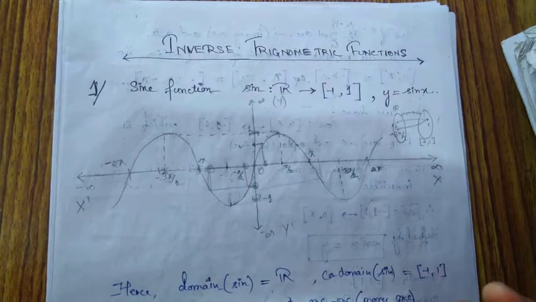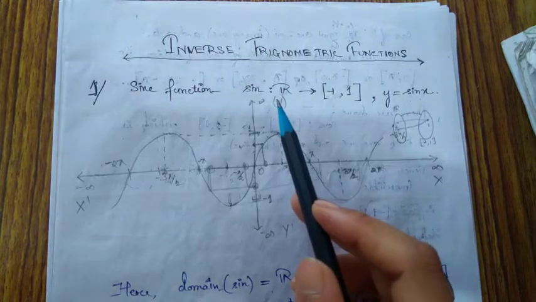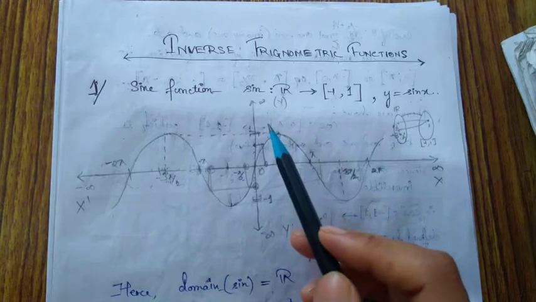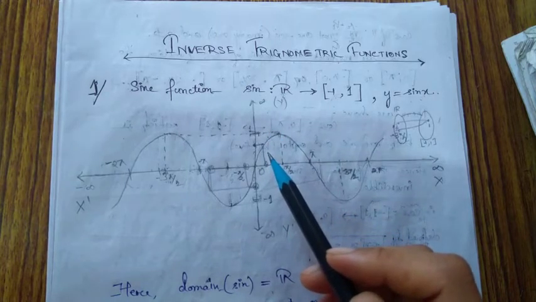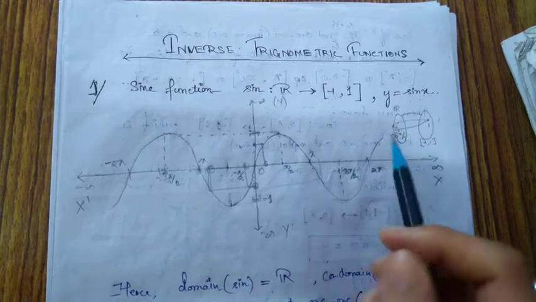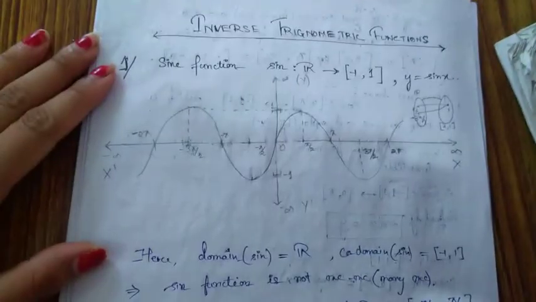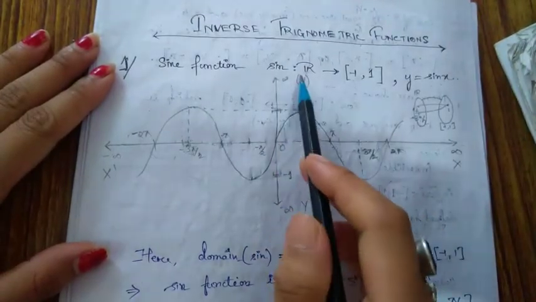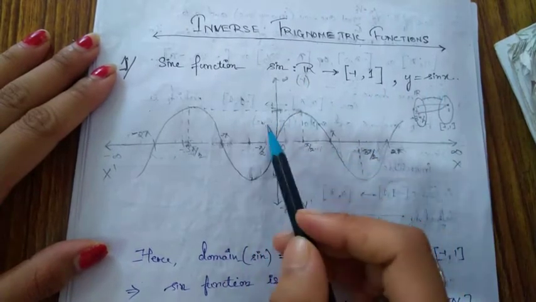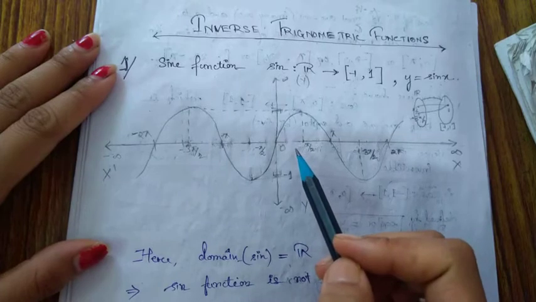Now next what you have to do: to get sin inverse, we need an invertible function, so our function must be both 1-1 and onto. That was our condition. So we restrict the domain of the sine function. Restrict means make it a little smaller so that our function becomes 1-1.